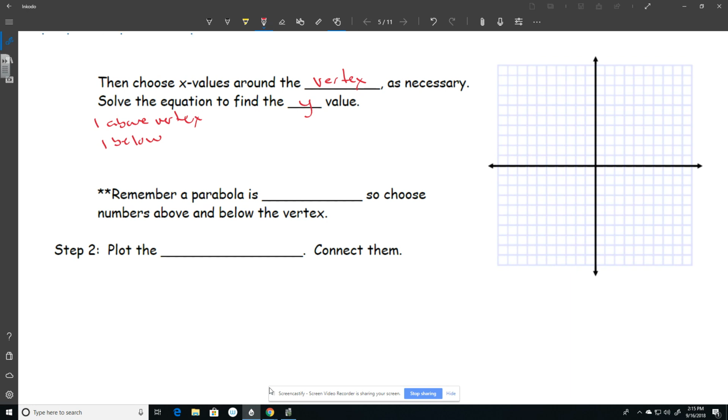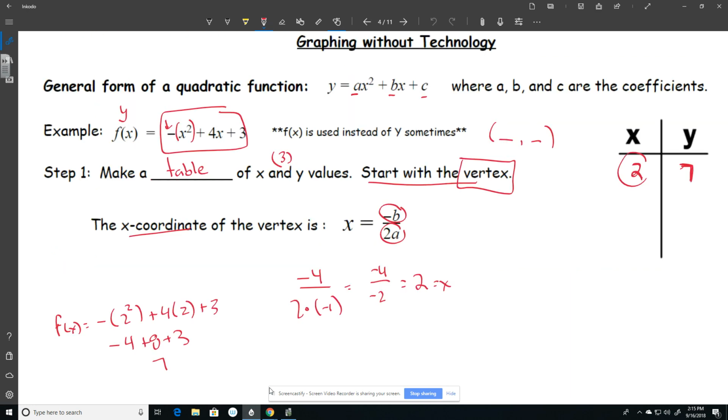So when I look back at my table, my x is 2. So one bigger than 2 is 3. So I want to find it for 3. And one smaller than 2 is the value 1.